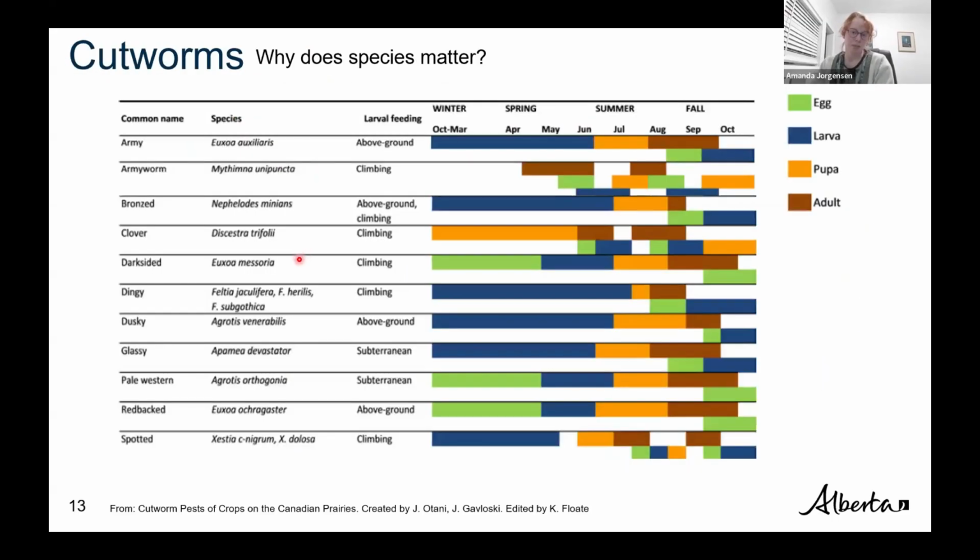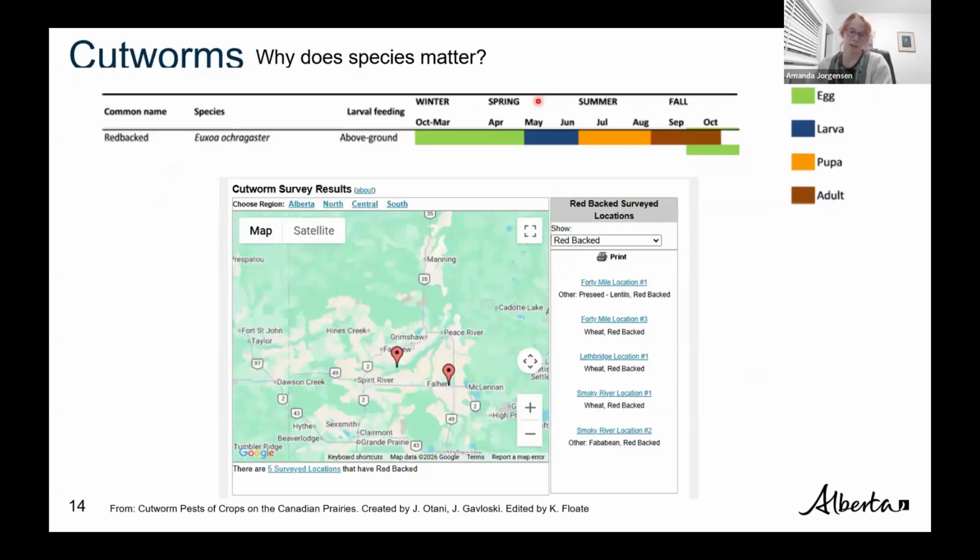So we include cutworm species in that map, even though it can be a bit difficult to conduct that identification, because it can be quite helpful to know what species we're generally dealing with in the province. So this table here is from the cutworm pests of crops on the Canadian prairies. And the table was created by Jennifer Otani, who you saw speak last week, and John Glabowski, and was edited by Kevin Float when he put together this guide. And the table's much bigger than this actually, but it shows for a number of different common cutworms, their feeding habits, as well as their life cycle. And that life cycle is fairly relevant when we're looking at that monitoring.